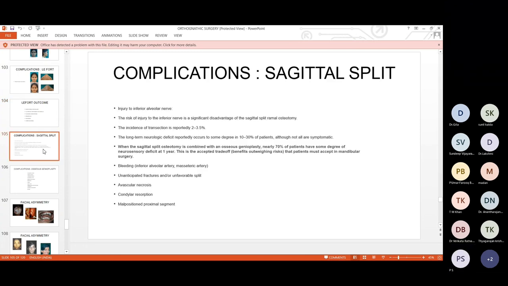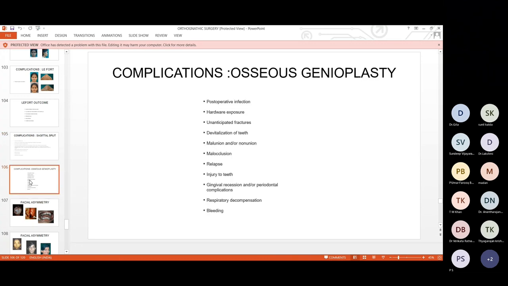Sagittal split, again, same story, there is a risk of injury to the inferior alveolar nerve and bleeding because of the inferior alveolar artery. Open bite, malocclusion, and relapse happen if the segments are not properly fixed.